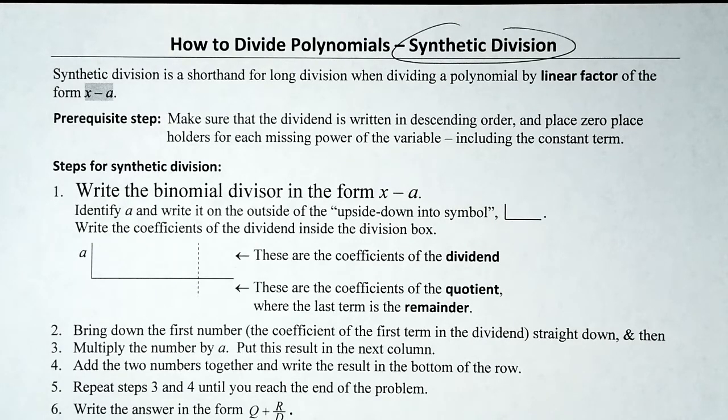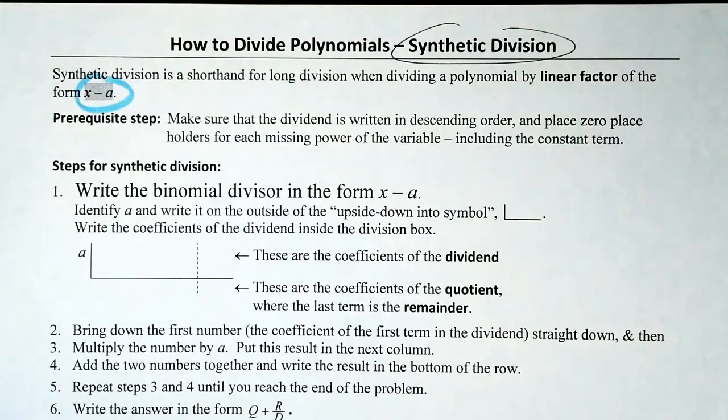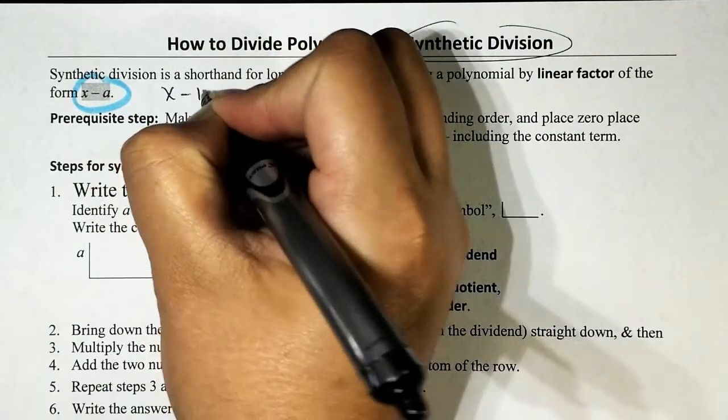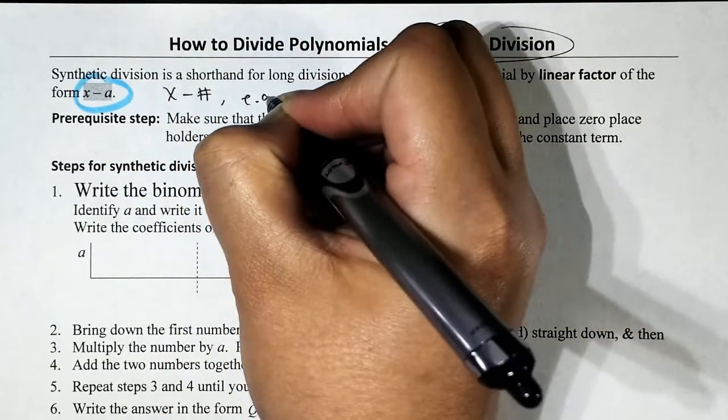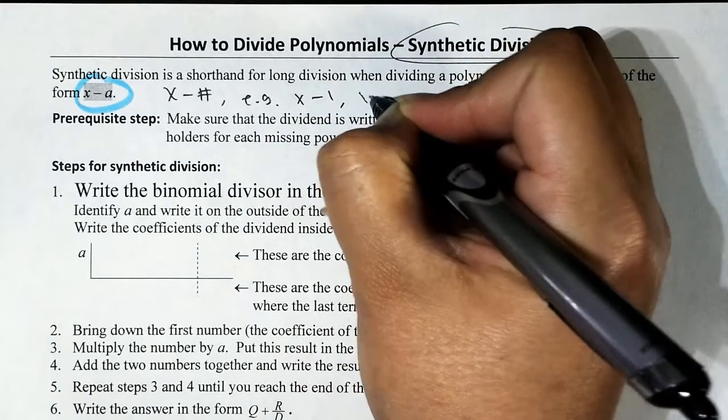And the question is, Miss Torres, how come we didn't do this before? The reason we didn't jump to this technique is because we can only use synthetic division for certain division problems. Using my fancy math words, we can only use synthetic division if we're dividing by a linear factor of the form x minus a. So in English, if we're dividing by something that looks like x minus a number, for example x minus 1, x minus 2.